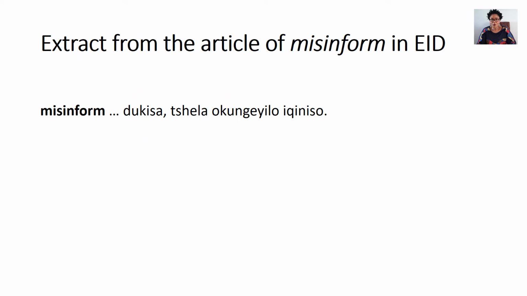Consider the entry for misinform. Although a translation equivalent, dugisa, exists, the lexicographer also added the surrogate equivalent, tshela okungeyilo iqiniso, tell, inform, as to what is not the truth, that is, a fact.